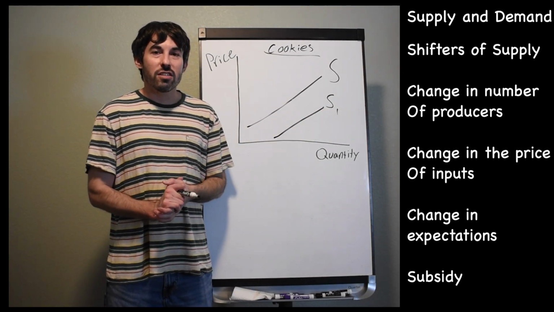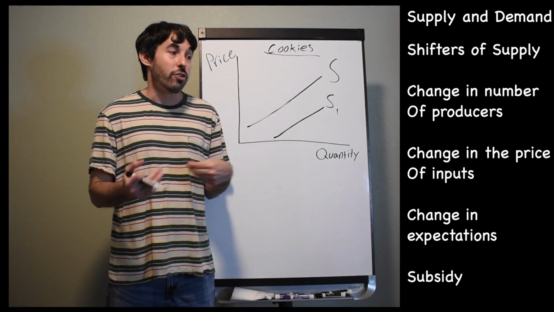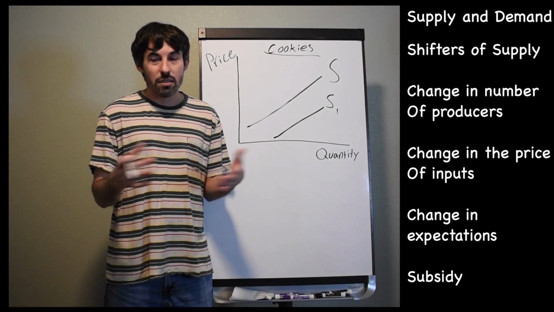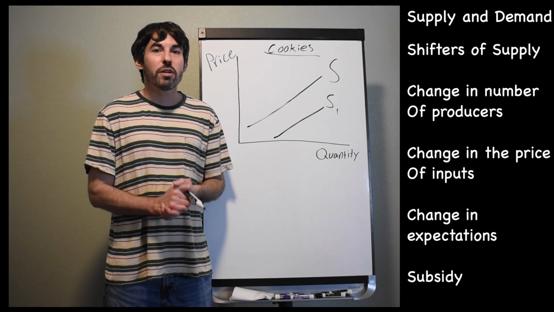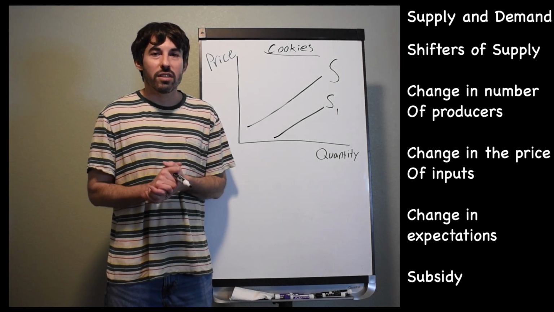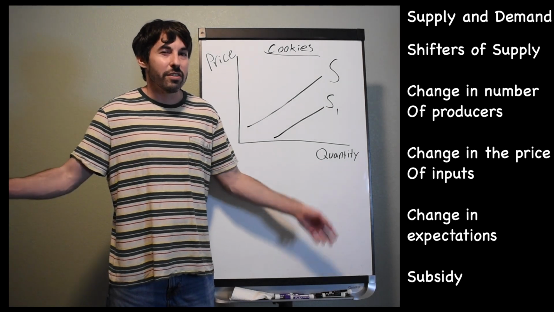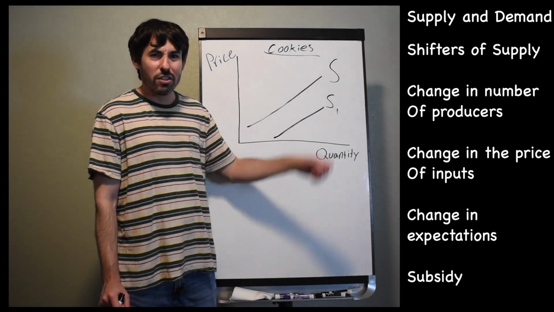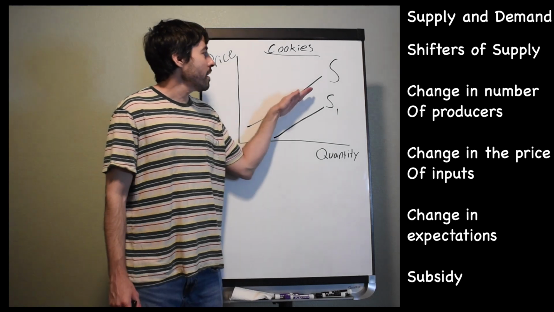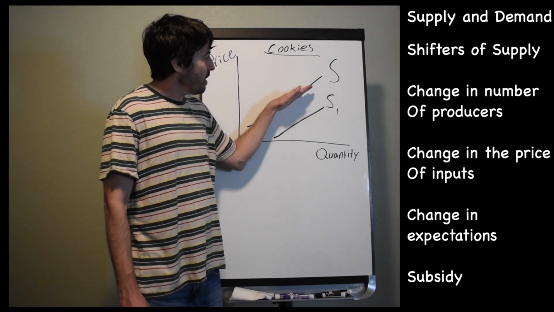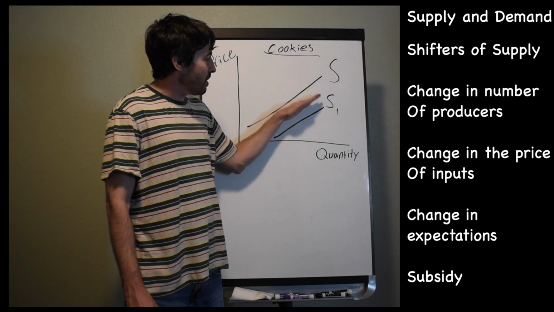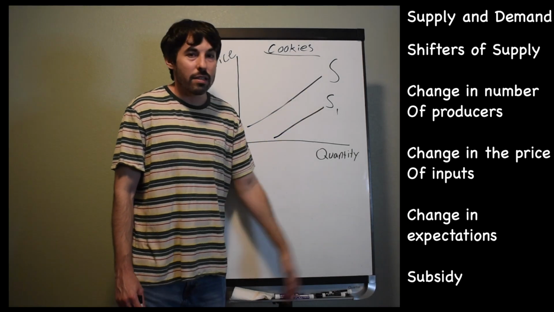Finally, another thing that could cause a change in the supply of a good or service could be government intervention again, in the form of subsidies. A subsidy is when the government pays a producer to produce their good or service. So if for some reason the government wanted to increase the amount of cookies that we were eating, they could pay the cookie companies to make more cookies. That's going to make it easier to produce cookies. The supply is going to increase and shift to the right.